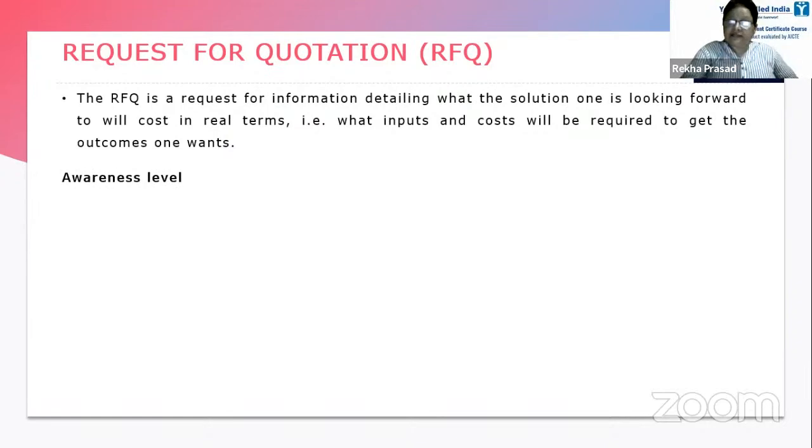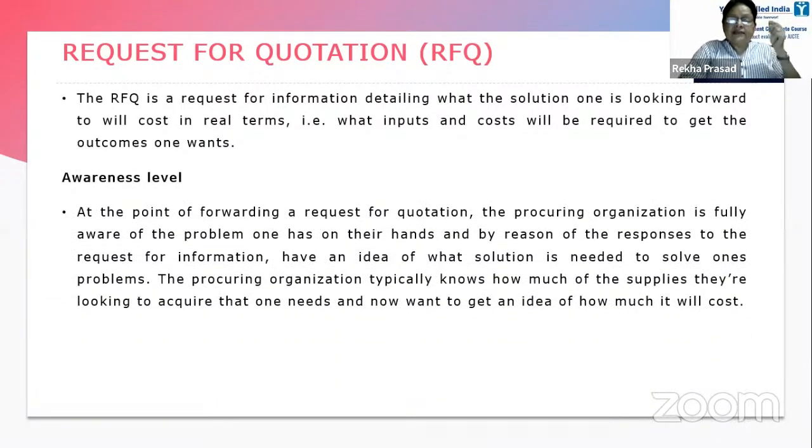Then what is the awareness level? At the point of forwarding a request for quotation, the procuring organization has discussed the problem with the vendor and is now fully aware of what the problem is. And they have got various suppliers who have contacted them and told them what they offer. So now they are in a better position to negotiate for the prices.